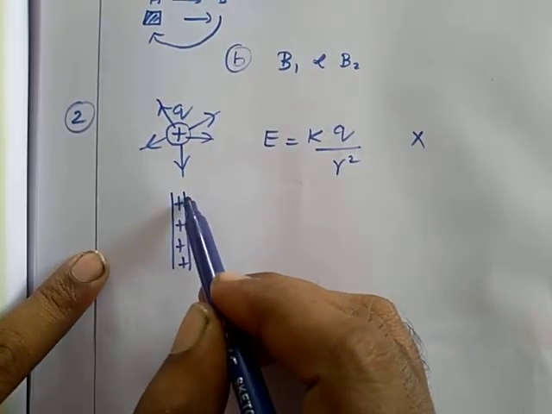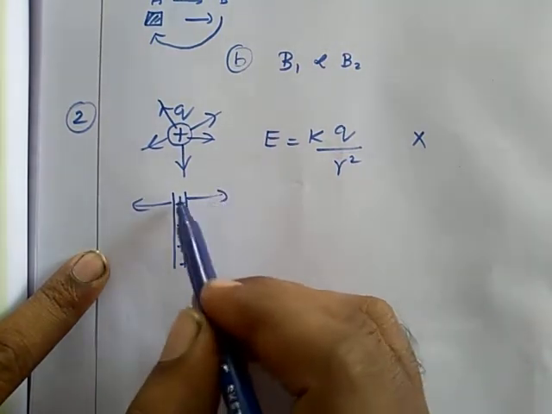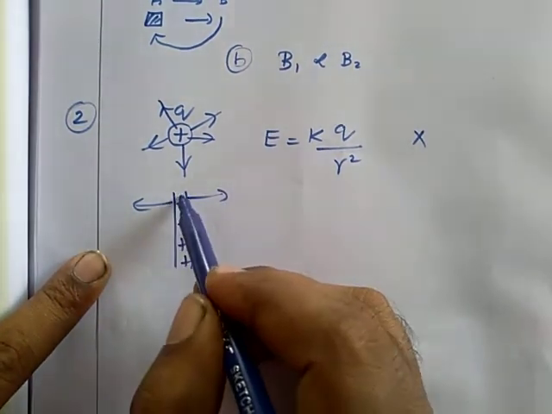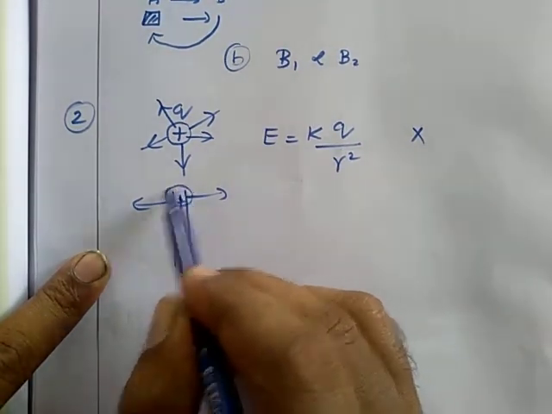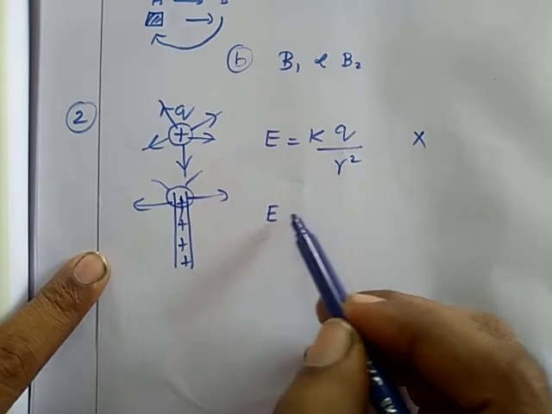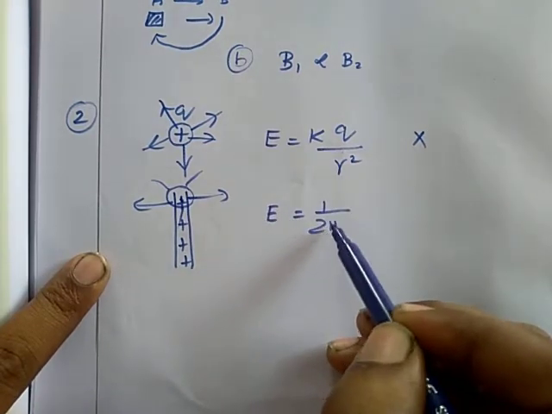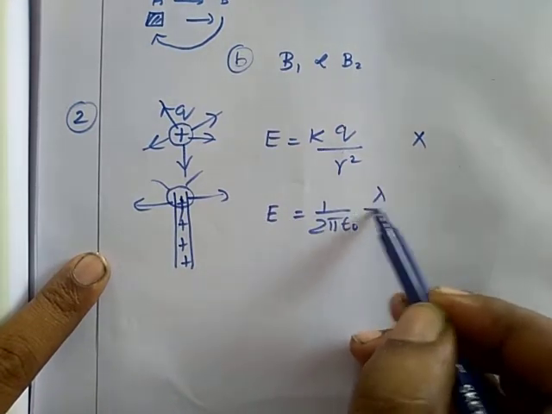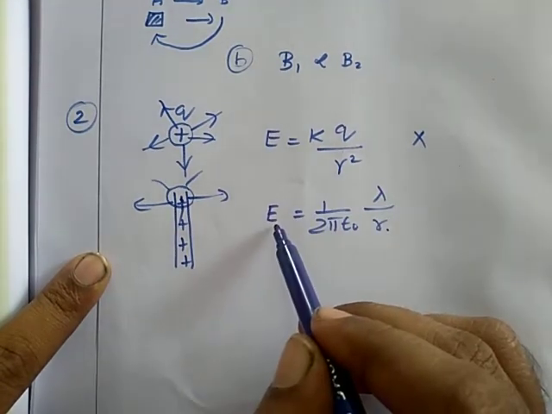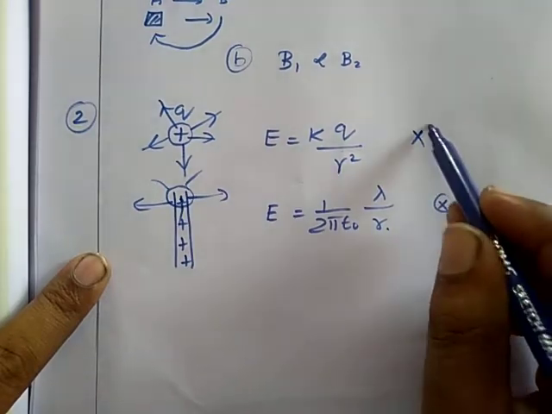This also produces a radial electric field. Okay, this will come outwards to the paper and into the paper also. It also produces a radial electric field. Okay, we know E is equal to, for this case, 1 by 2 pi epsilon naught lambda by R. Here also, as radius increases, electric field decreases. It is also not a correct answer.